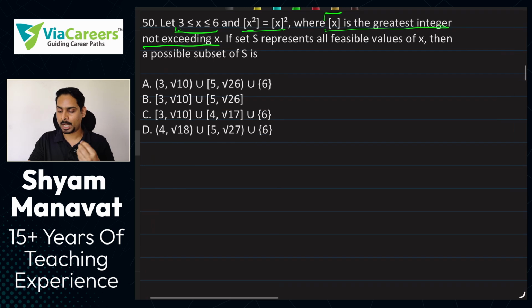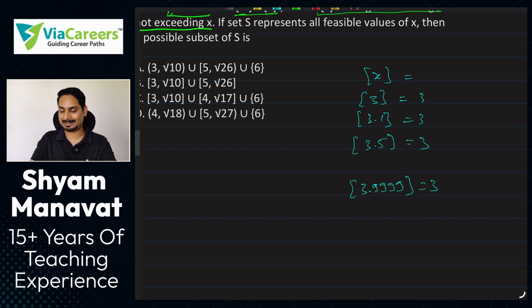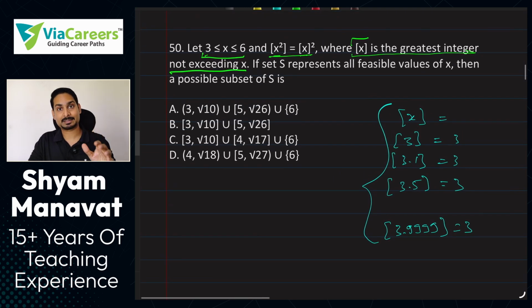Let's understand with an example. It means you put anything inside x, you will get an integer which is less than or equal to x. It should not exceed x. Example, if it is square bracket of 3, it should be 3. If it is square bracket of 3.1, that should also be 3. If it is 3.5, it should also be 3. If it is 3.9999, this will also be 3. This is the definition of greatest integer, which we have discussed in the concept class of algebra module function topic.